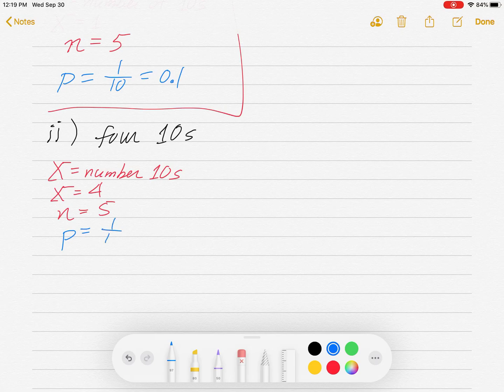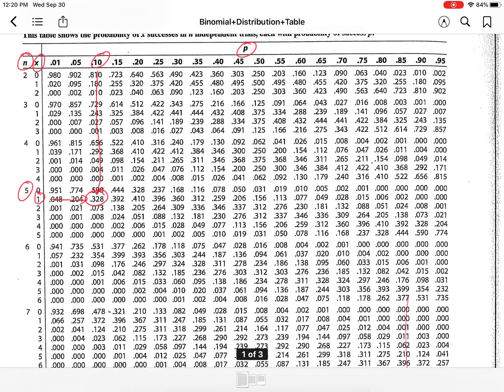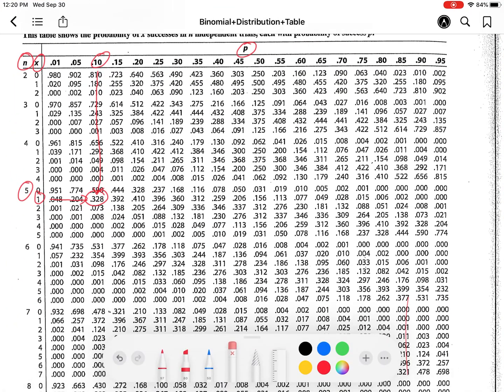And we know the probability of success, the probability of getting a single 10 on a single roll of the die, is 1 in 10, a 1 in 10 chance, 0.1. So I want the probability of the number of 10s being equal to 4. I'm going to go to my table and look up n equals 5, little p is 0.1 and x equals 4. So let's do that.